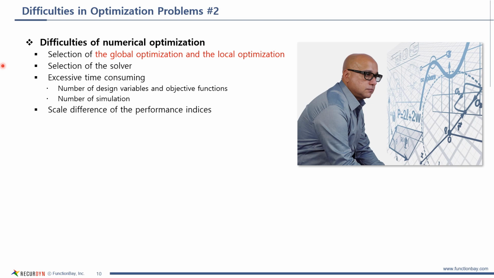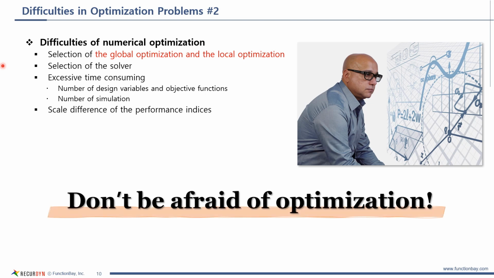Fortunately, the latest optimization methods have resolved the difficulties of numerical optimization. So, without a deep understanding of numerical optimization, CAE engineers can still use optimization methods. The options are selected automatically, and the scale difference of the performance indices are normalized automatically. Frankly speaking, I'm not so familiar with optimization theory and details, but I could optimize several multi-body dynamics models. All I had to do was formulate the system variables and performance indices. So, as I mentioned, don't be afraid of optimization.